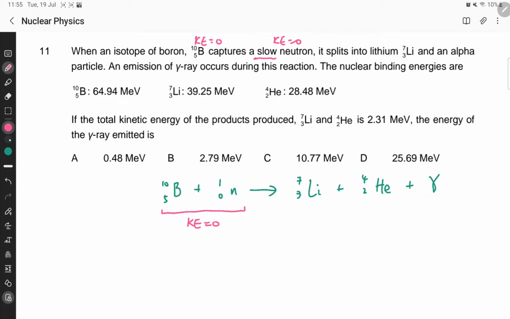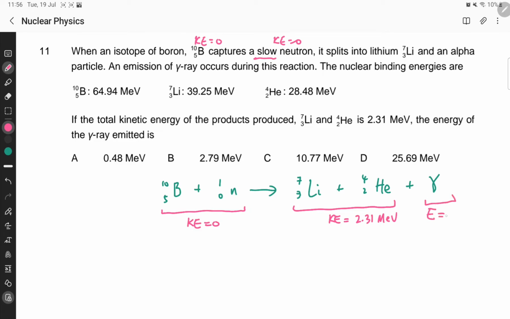Therefore, you see, in this reaction, energy is given out. This energy is given out in terms of what? In terms of the gain in the KE of the nuclides. So these two guys gain how much KE? 2.31 MeV. Then this one also has a certain amount of energy which is unknown.